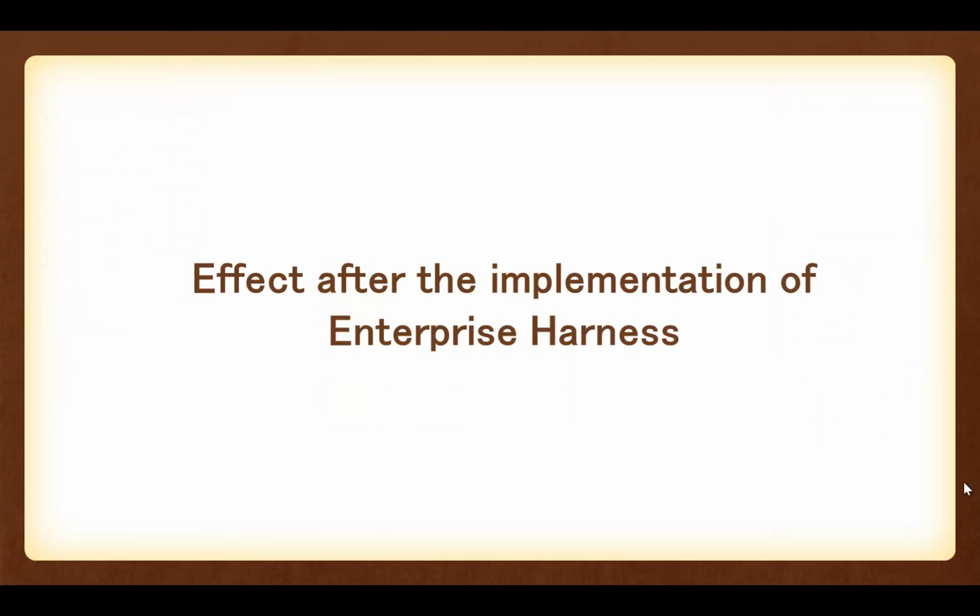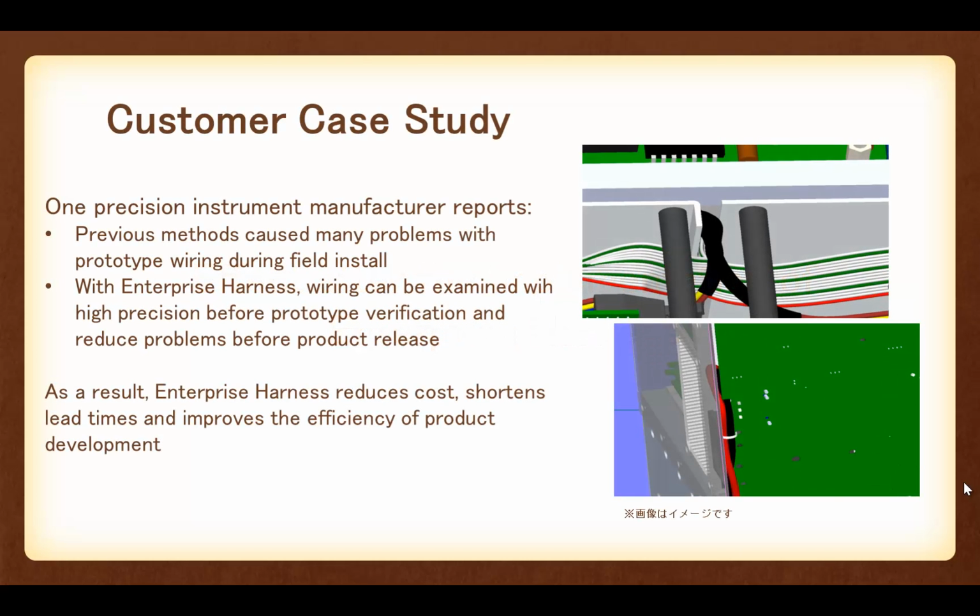Customers that have used Enterprise Harness report significant improvements in their wiring design processes. One precision instrumentation manufacturer was having consistent problems with wiring causing issues during field installation, but after adopting Enterprise Harness, those problems were greatly reduced. Having a complete digital model of the wiring within the product gave them confidence that they would be able to consistently release products on schedule and not be derailed by late production issues.